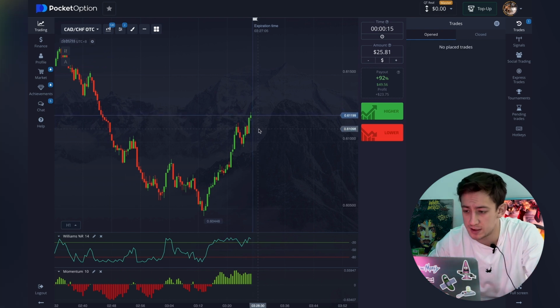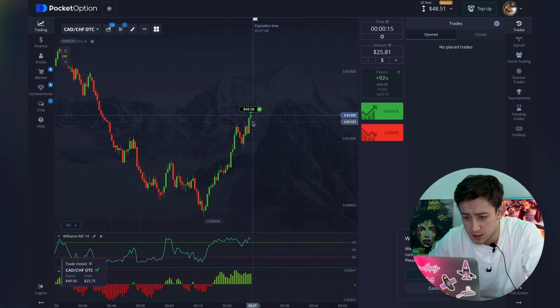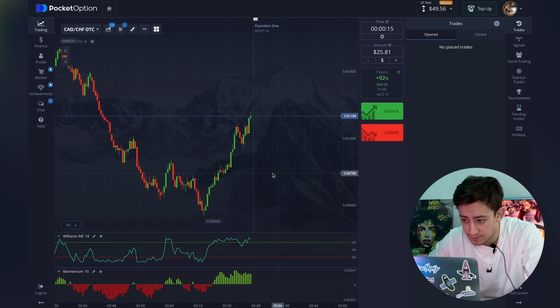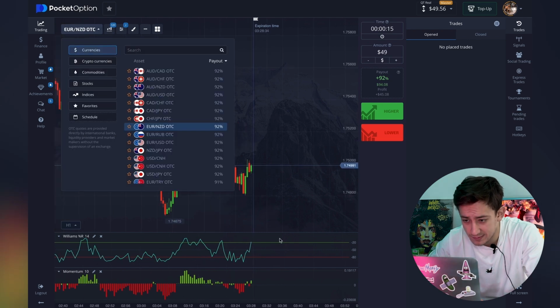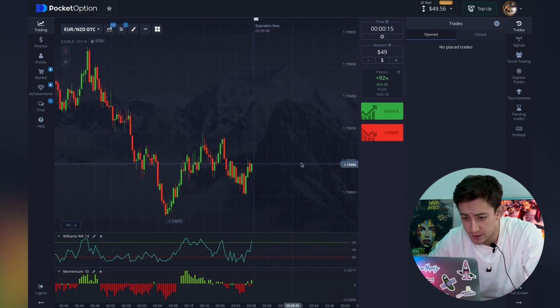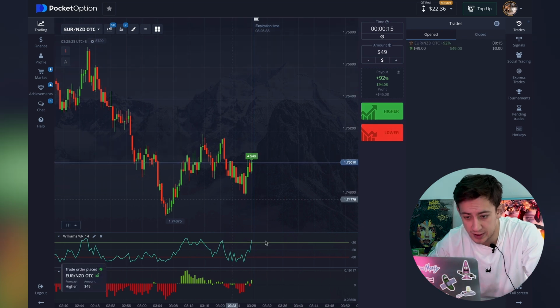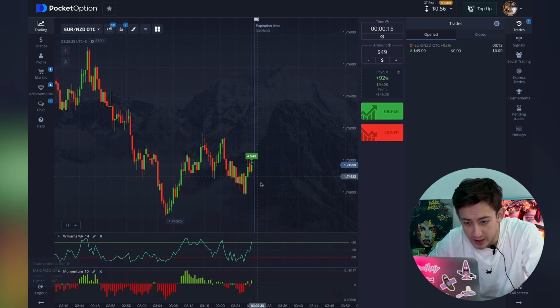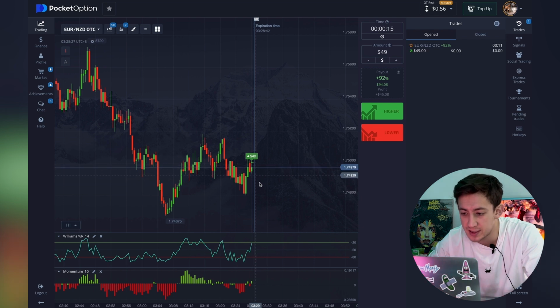Good moments, guys. Profit gained, excellent friends, great. And let's move on. And just now, the Euro New Zealand dollar currency pair, all indicators again show a bearish trend. I quickly enter an upward trade and expect a profit.